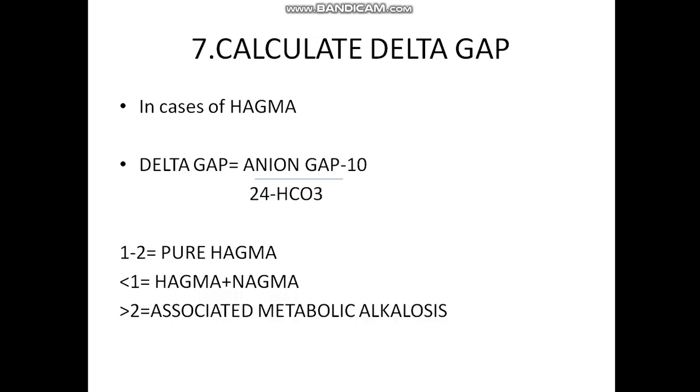So once you identify metabolic acidosis, you calculate the anion gap and differentiate between HAGMA and NAGMA. In cases of HAGMA, you need to calculate the delta gap. So what is delta gap? Delta gap is equal to anion gap minus 10, divided by 24 minus bicarb. I showed in the previous slide how to calculate the anion gap. Whatever value you get, you substitute here and divide it by 24 minus bicarb, where bicarb will be given in the ABG. If the value is between 1 and 2, it is pure HAGMA. If it is less than 1, it will be HAGMA plus NAGMA. If it is more than 2, it will be associated metabolic alkalosis.